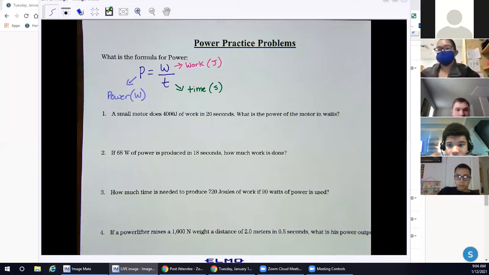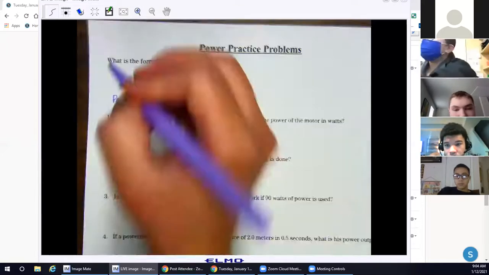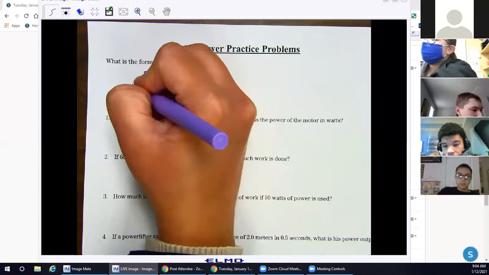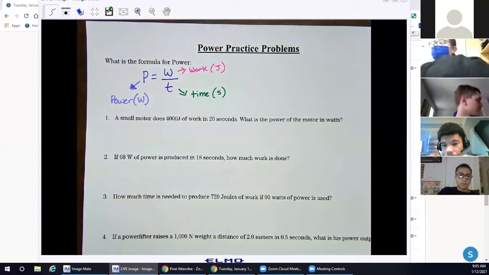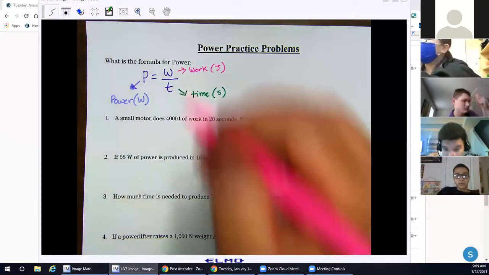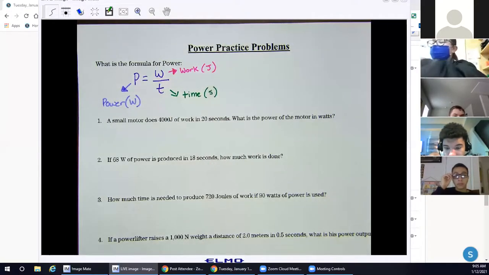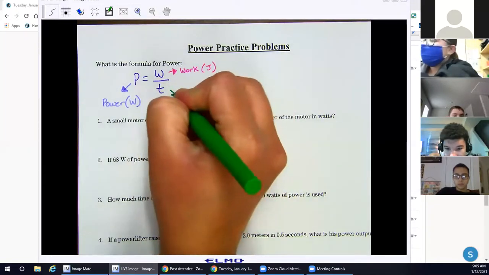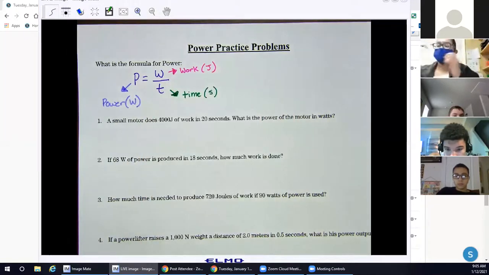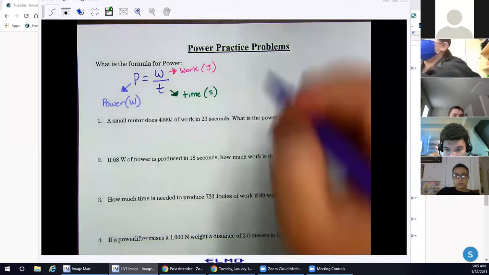All right, so back to the formula. P stands for power, and that's measured in watts. W stands for work, and that's measured in joules, which we already know about. And T is going to stand for time, and that's measured in seconds. And then, of course, there is a triangle if you like to use the triangle.